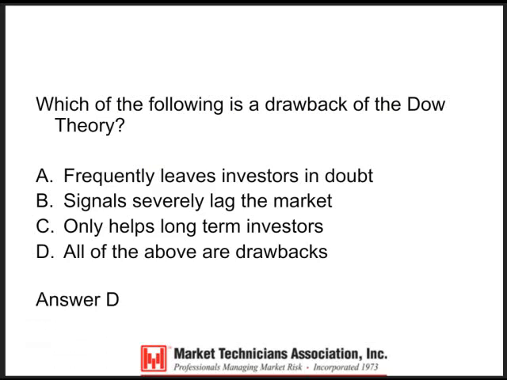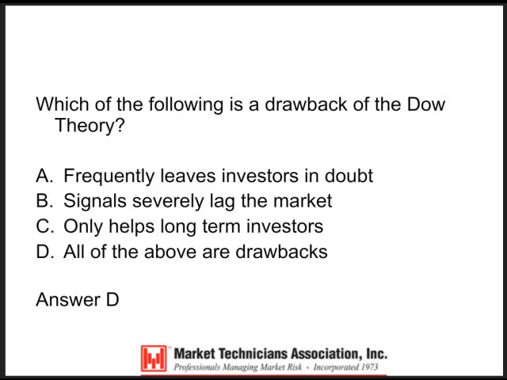Okay, which of the following is a drawback of Dow theory? And all of the above are drawbacks, because it frequently leaves investors in doubt when you have bullish or bearish non-confirmation. The signals that you do see severely lag the market. It may be weeks or months before you get confirmation of one move to another.